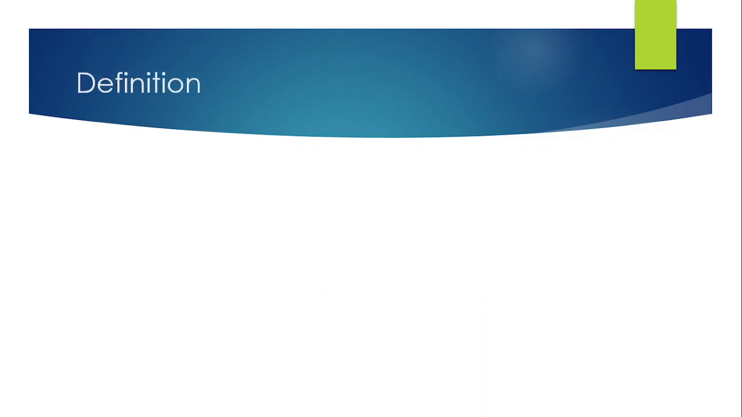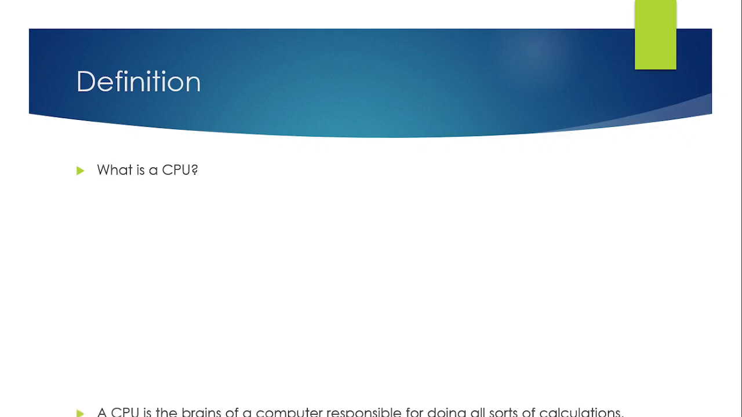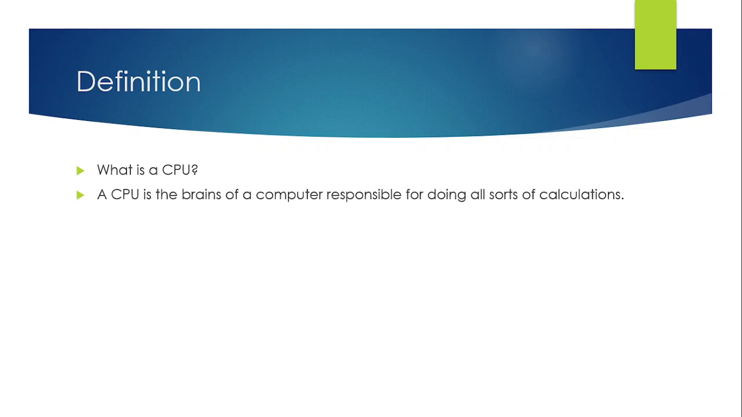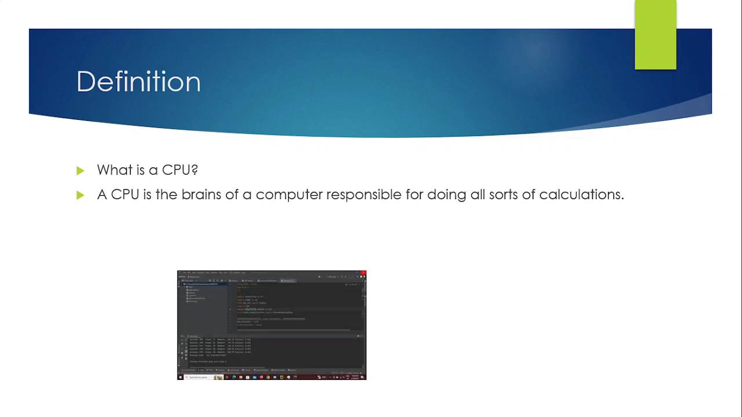Now, with the definition, so what is a CPU? And then you start explaining, okay? Then you give a concise definition about what a CPU is. Okay, this picture is unrelated, but we just inserted it to illustrate the animations. Okay, so now we move on to the different CPU types.